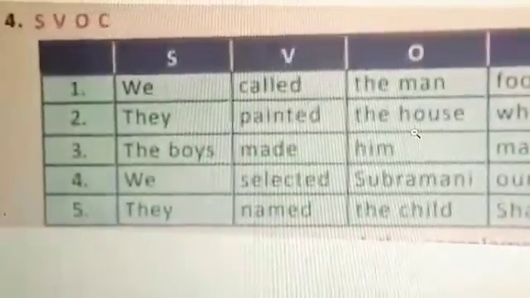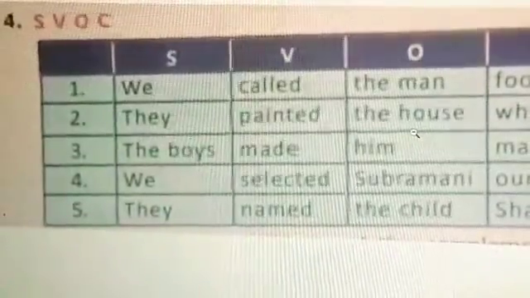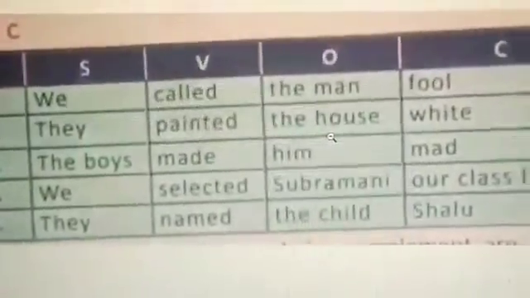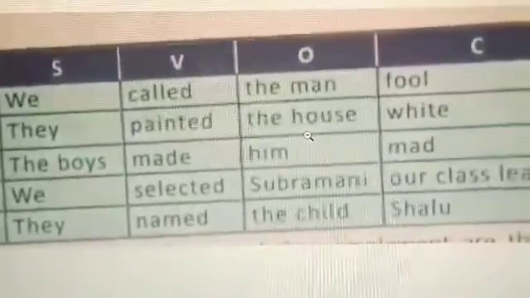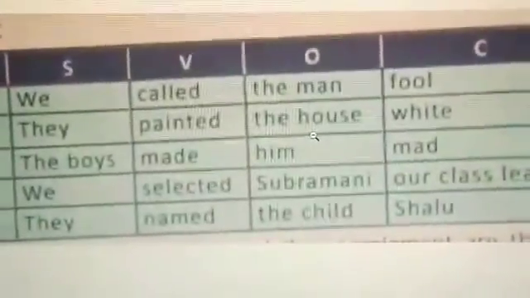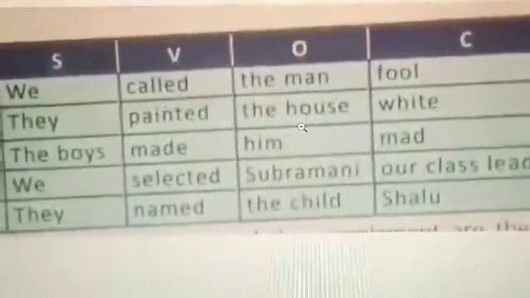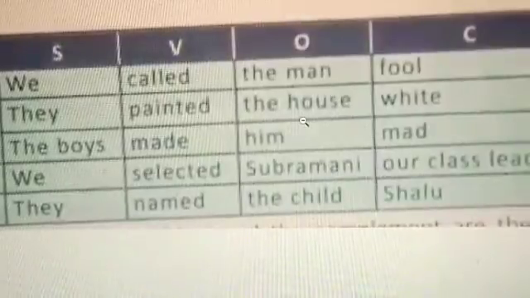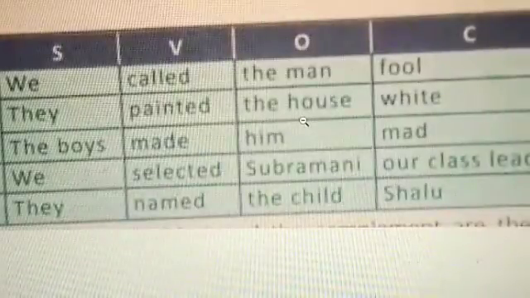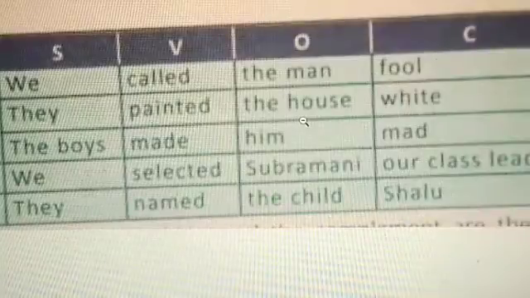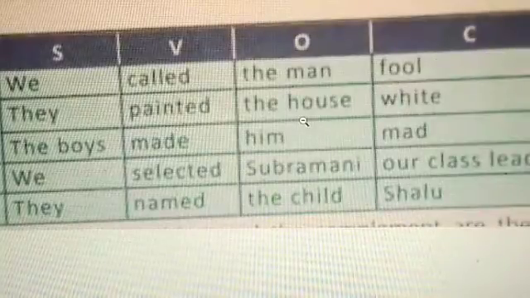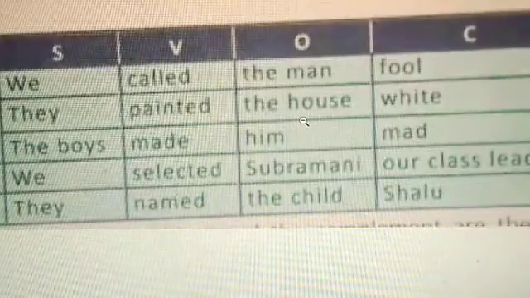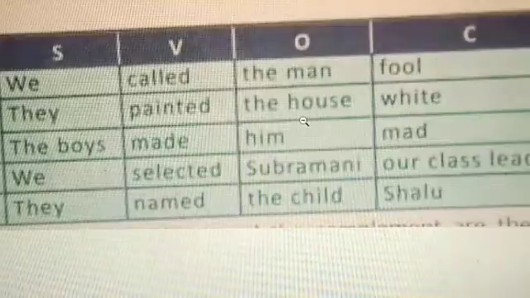Now coming to the fourth basic pattern, SVOC, subject, verb, object, complement. So first sentence you see, we called the man fool. We subject, called verb, the man object, fool complement. Fool refers to the man, that is the object. So object complement. Second one, they painted the house white. They subject, painted verb, the house object. What color they painted? That is white. It refers to the house. So it is complement.